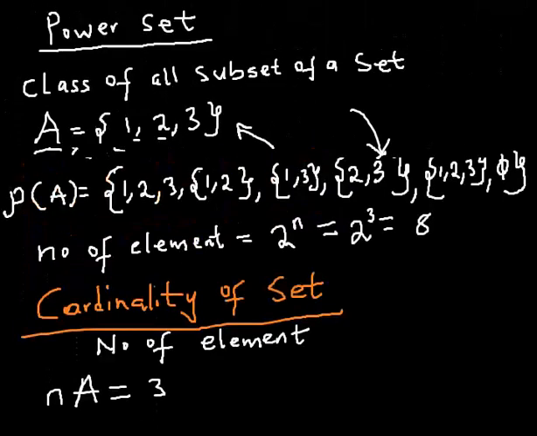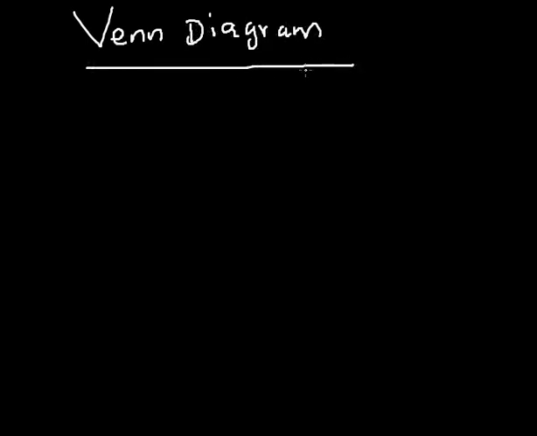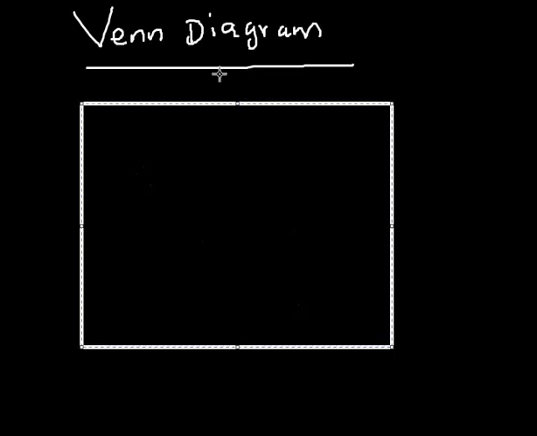Okay, so we can now go to the main topic of this video: we are looking at the Venn diagram. A Venn diagram is a diagram that is used to represent the relationship between a universal set and its subsets. How do we do that? We use a rectangle to represent the universal set. Remember, all other sets are subsets of the universal set.